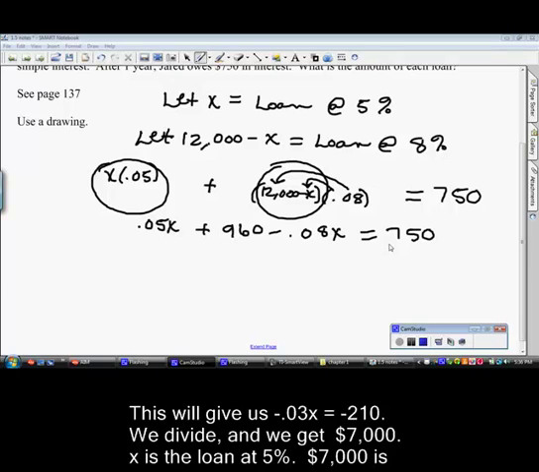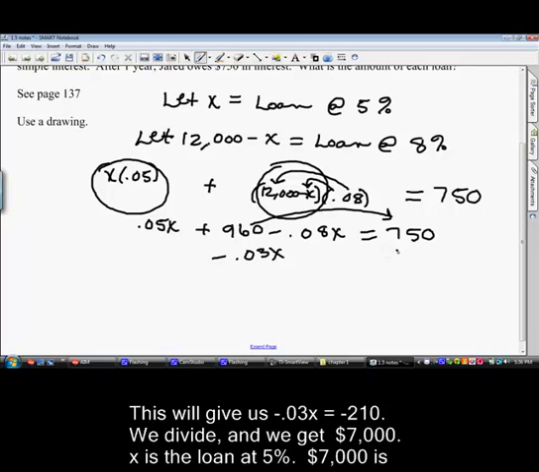Now this equation has decimals in it, but it's just like any other equation. We have on the left side 0.05x minus 0.08x. That would give us negative 0.03x. And we would want to bring the 960 to the other side and subtract. So we would get negative 210. Take our calculator and divide both sides by negative 0.03. So negative 210 divided by negative 0.03, which is 7,000.